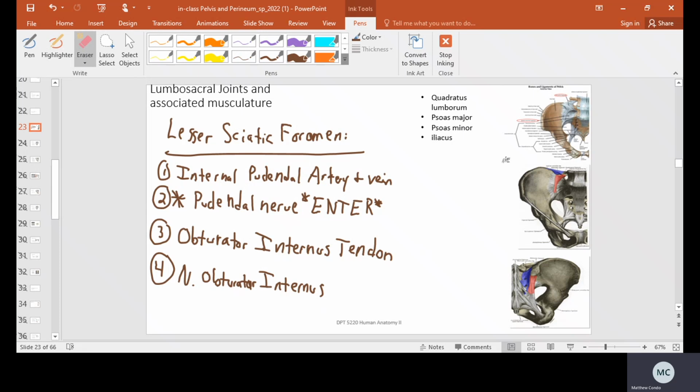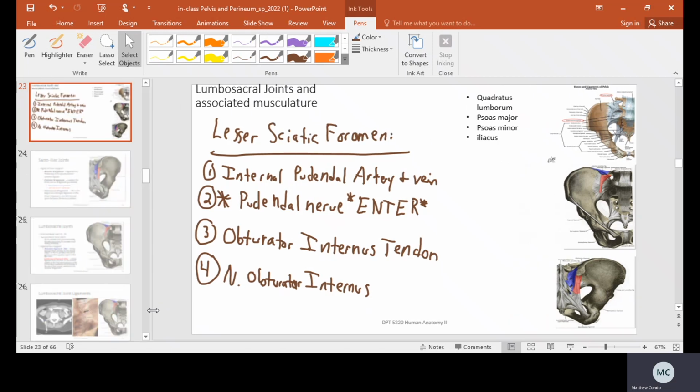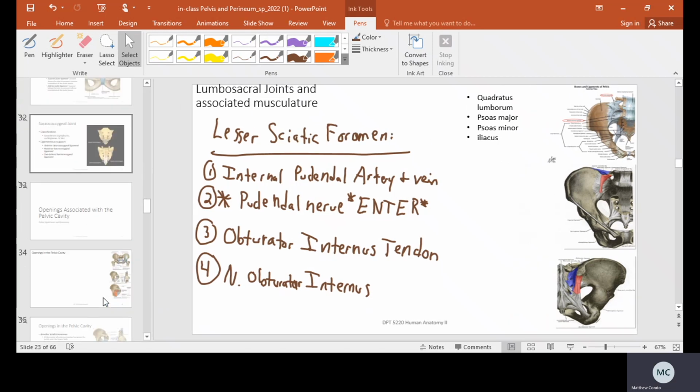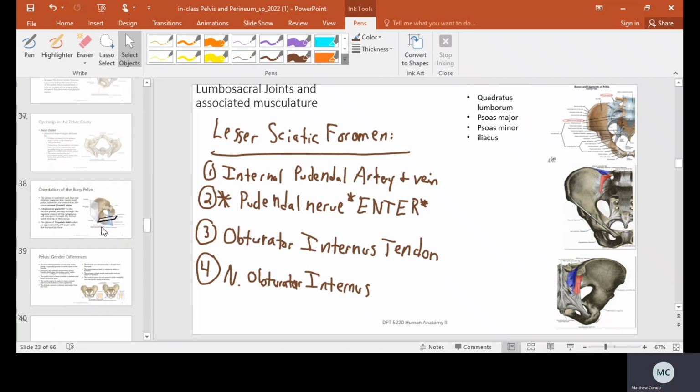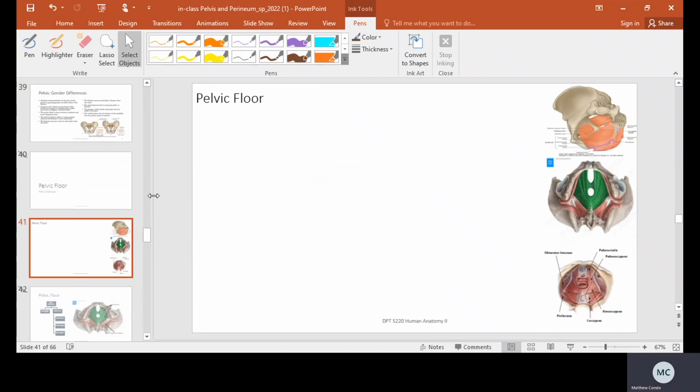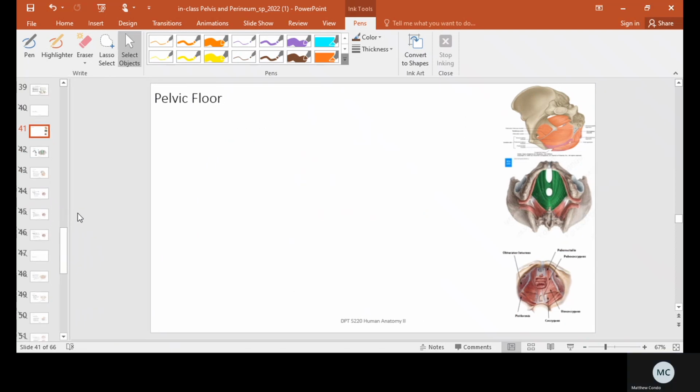All right, so next thing we're going to jump into here is going to be the pelvic floor. So without any further ado, what we're going to draw is a top-down view. Imagine you take the pelvis and turn it like I'm looking into the pelvic cavity, or looking into a bowl. That's how we're going to draw this.